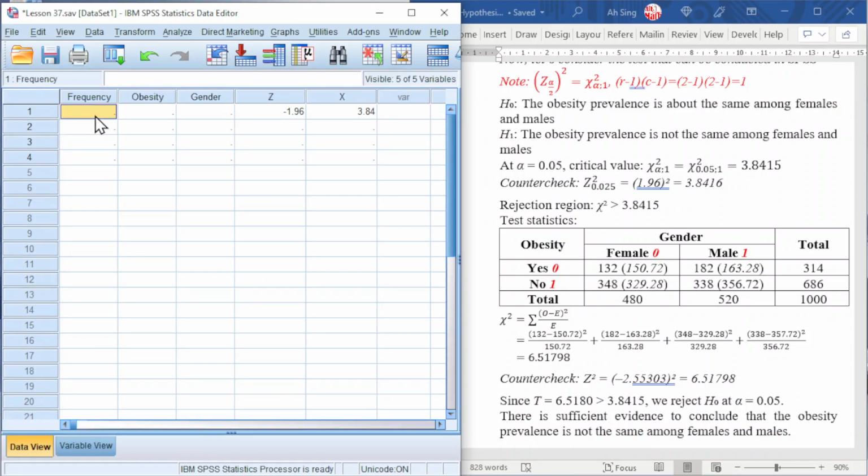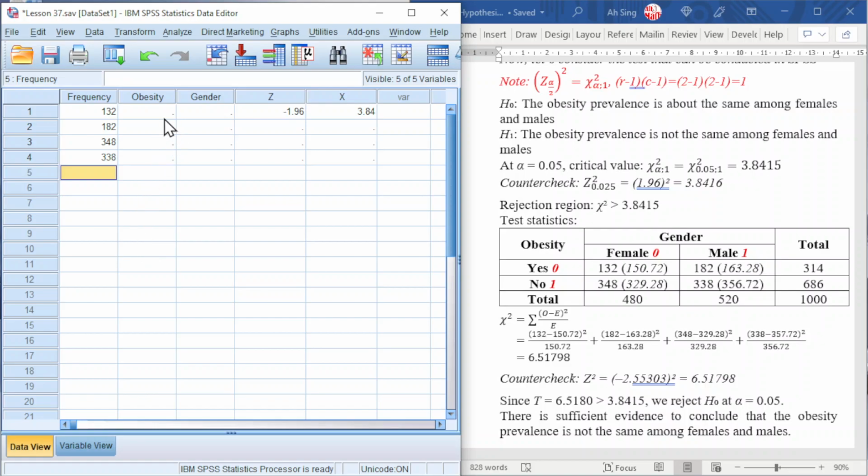First, enter the frequency. We can enter vertically or horizontally. I will always follow horizontally. So first 132, followed by 182, followed by 348, followed by 338.